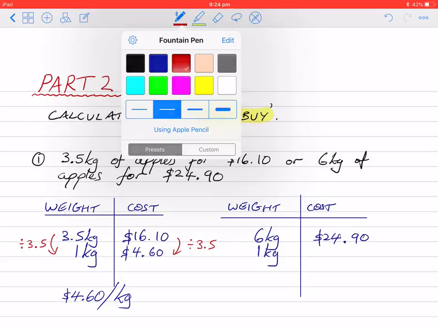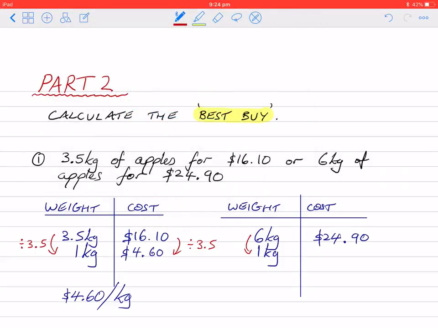And we say, right, how do we do that? Well, to turn 6 into 1, we divide it by 6. Do the same over here, divide this by 6. So $24.90 divided by 6, and that is $4.15. So these apples cost $4.15 per kilogram.